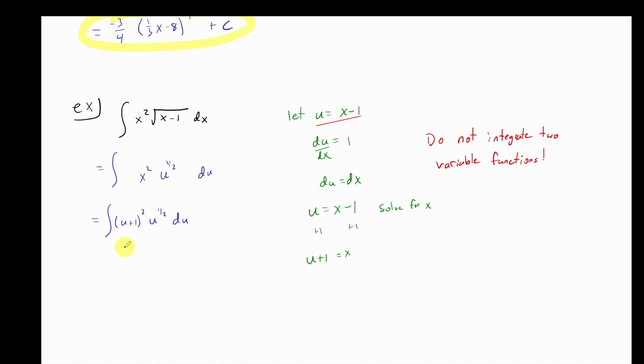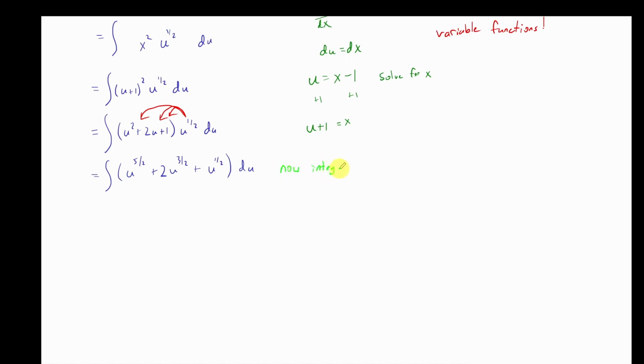I'm going to FOIL out the u plus 1 squared, and we get u squared plus 2u plus 1. Now what I can do is distribute the u to the half to each of my three terms. So u squared times u to the half, when I multiply like bases, I add the exponents. 2 plus a half is 5 halves. 1 plus a half is 3 halves. And u to the half times 1 is just u to the half. Now we're ready to integrate.